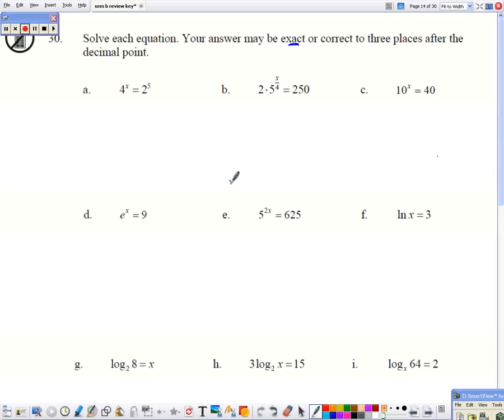For number 30, it's non-calculator for the whole problem. So all my answers, I'm going to leave them in the exact form. I would need the calculator to find the 3 decimal places. So to start A, I need the bases to be the same so I can set my exponents equal.